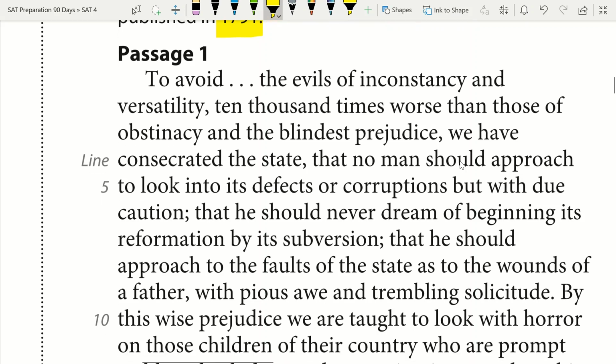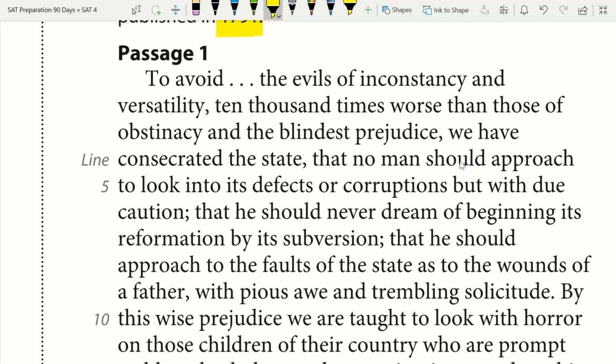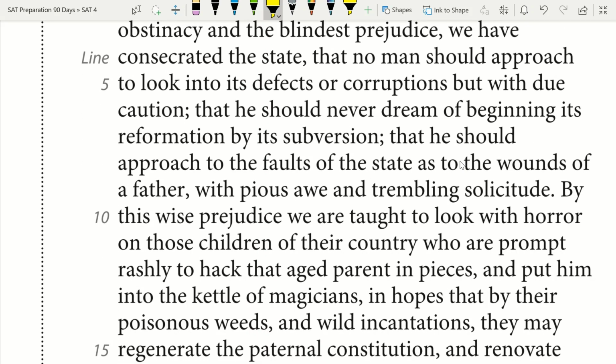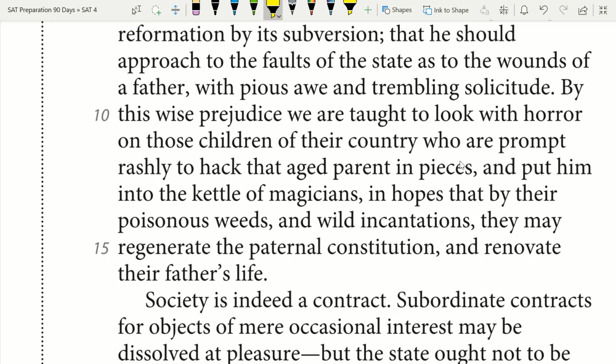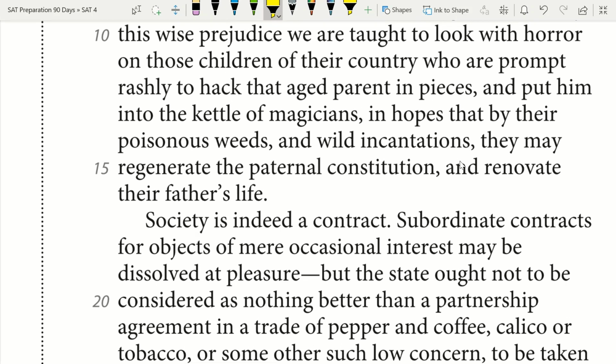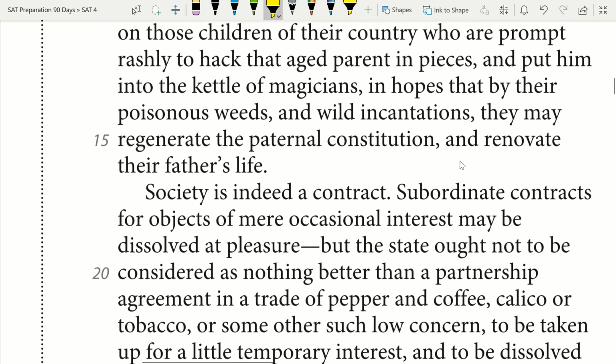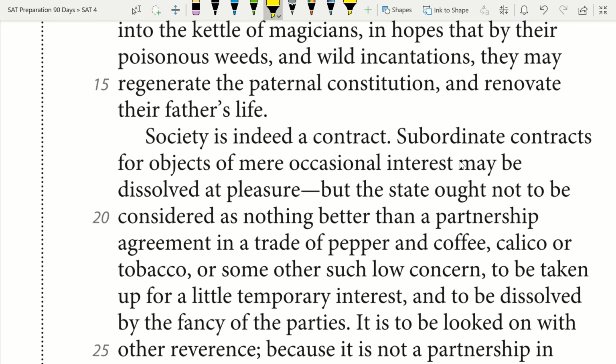Passage 1. To avoid the evils of inconsistency and versatility, 10,000 times worse than those of obstinacy and the blindest prejudice, we have consecrated the state, that no man should approach to look into its defects or corruptions without due caution. That he should never dream of beginning its reformation by its subversion, that he should approach the faults of the state as to the wounds of a father, with pious awe and trembling solicitude. By this wise prejudice we are taught to look with horror on those children of their country who are prompt rashly to hack that aged parent in pieces and put him into the kettle of magicians, in hopes that by their poisonous weeds and wild incantations they may regenerate the paternal constitution and renovate their father's life.